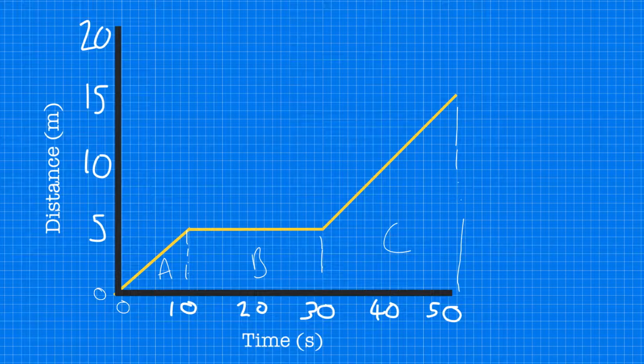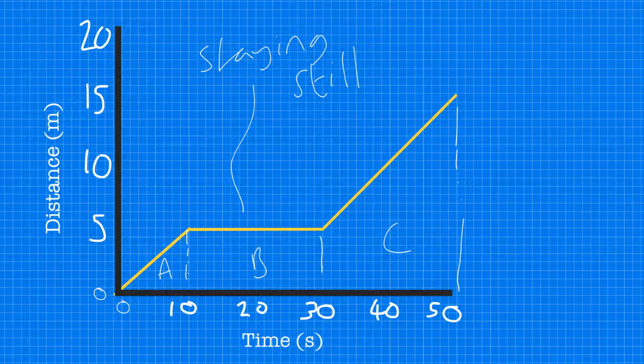So this leads us to one of the first main points on a distance-time graph. A horizontal section means they are staying still. They are not moving at all. The object is stationary. That's the technical term for it.